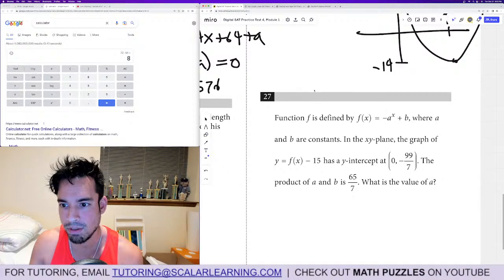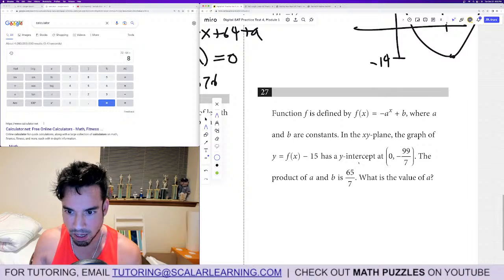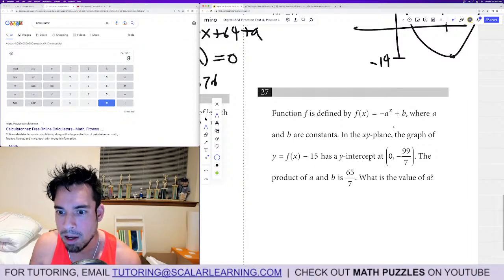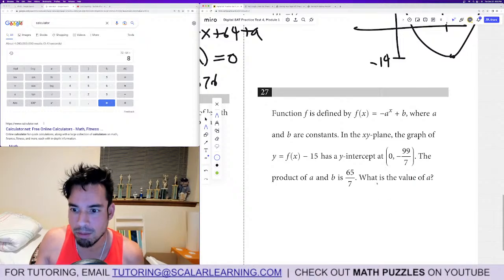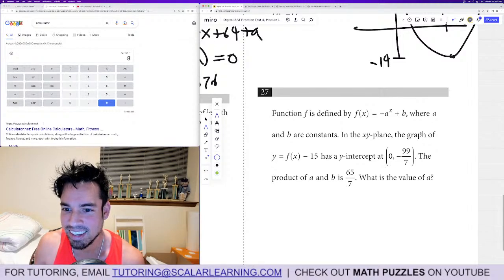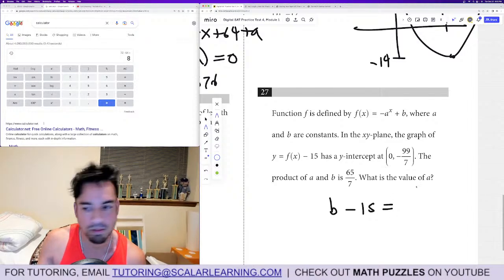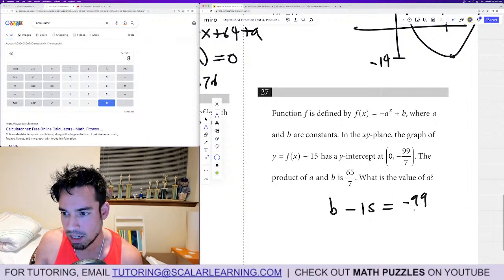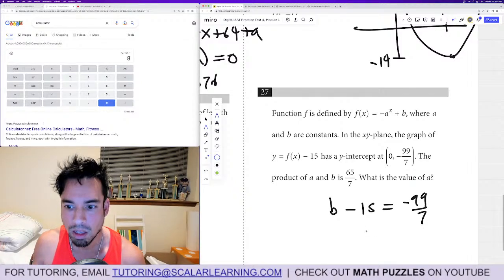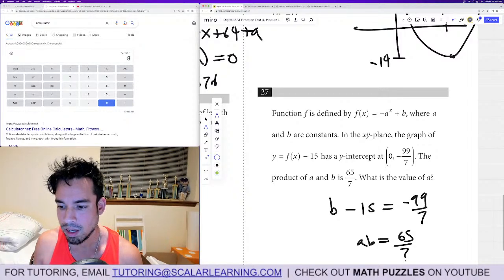27, function f is defined by negative... In the xy-plane, the graph of y equals f of x has a y-intercept of minus 15. Okay. So if you shift it down by 15 as a y-intercept here. Oh my God, this is crazy. Okay, so a and b, if you graph of x minus 15 as a y-intercept of negative... Okay, so b minus 15 is, how much time? 53 seconds. Negative 99 over 7. And then the product of a and b is 65 over 7. What is the value of a?